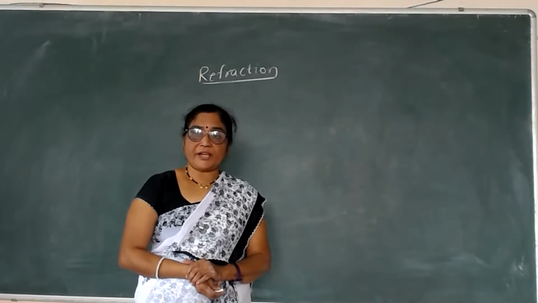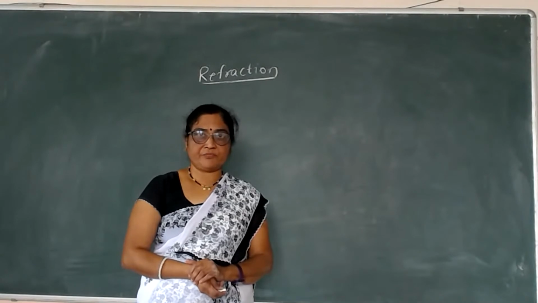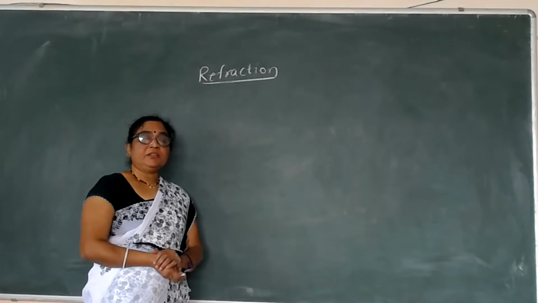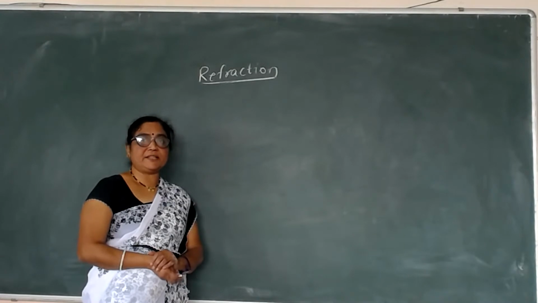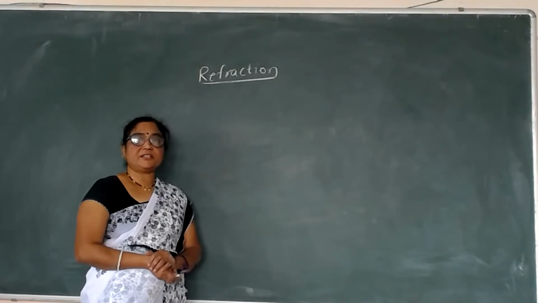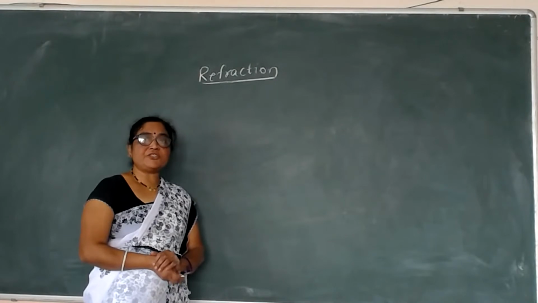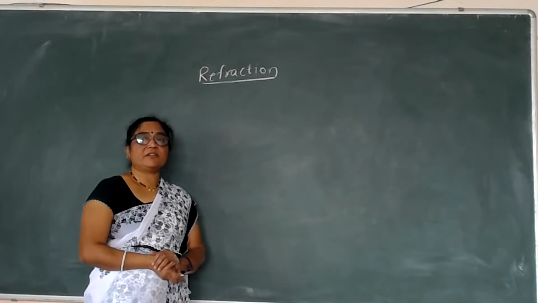Bending of a ray of light. When the ray of light passes from one medium to another medium, that process is known as refraction. We know that in a homogeneous medium, the speed of light is the same. But when the ray of light passes from one medium to the other medium, the velocity of the light changes. And due to the change in velocity, the direction of the ray of light also changes. That change in direction is known as refraction.